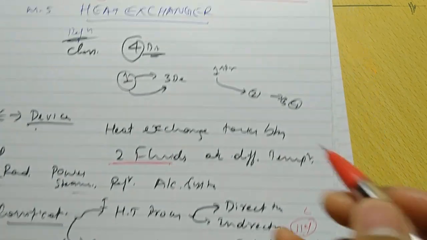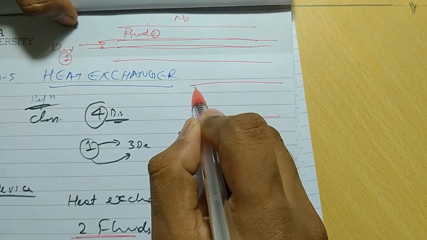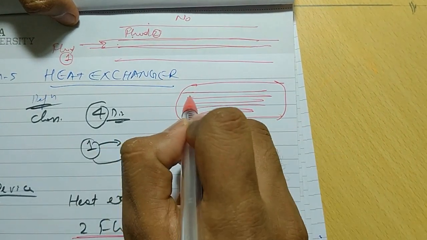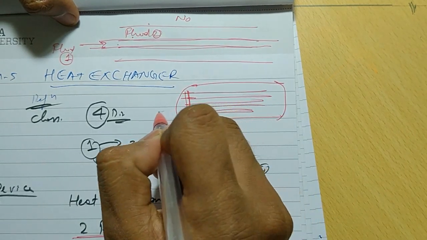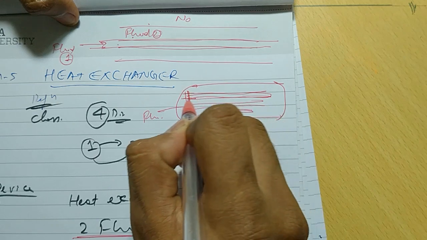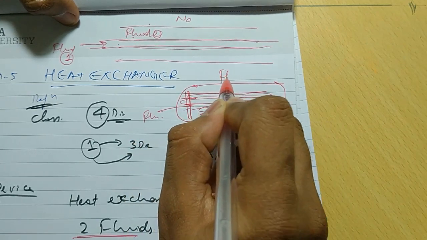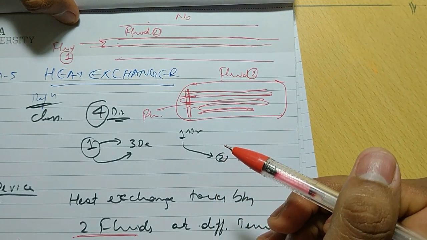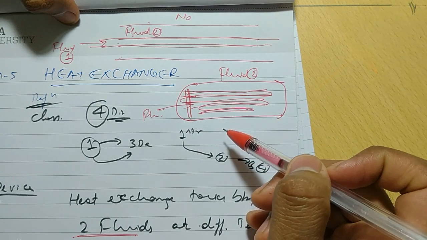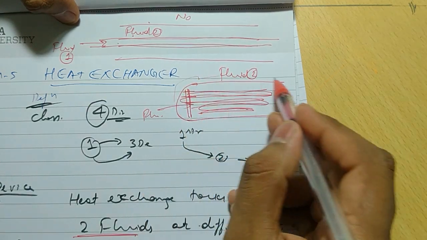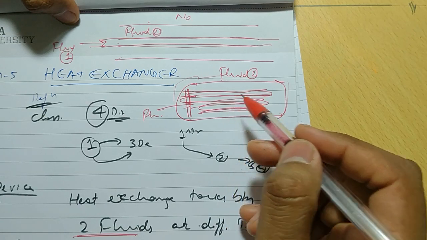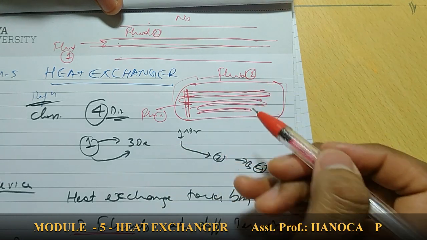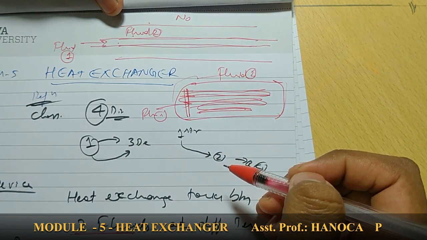The name itself indicates that there is a shell, a big shell, and inside there are a number of tubes. In the tubes, fluid 1 will pass. In the shell side, another fluid, fluid 2, will pass. Commonly this type of heat exchanger is used in power stations, steam power plants. That is why we call it shell and tube. Shell means it contains a big shell and a number of tubes. In the tubes, one fluid, fluid 1, will be passing. In the shell side, fluid 2 will be passing. There is no contact between fluid 1 and fluid 2.